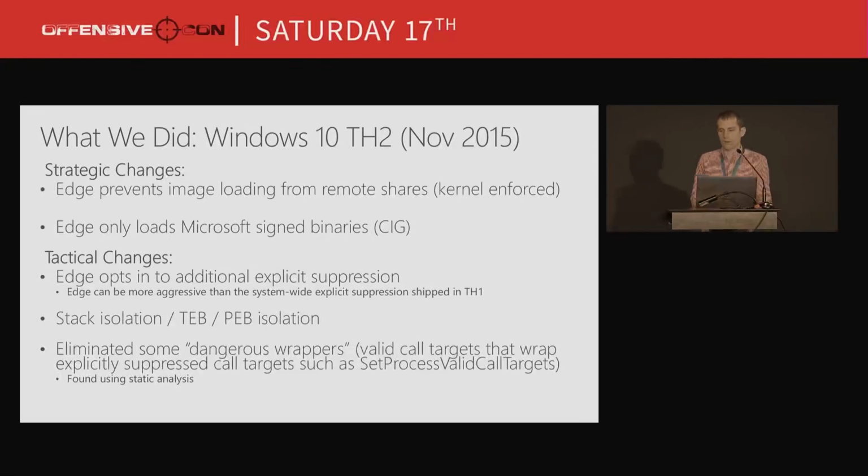And then one other thing that we realized was that now that we have this explicit suppression in place, we have this issue, which is that there could be dangerous wrapper functions. So if you, for example, explicitly suppress winexec from being called indirectly, then what happens if there's a function called winexec wrapper that is a valid indirect call target and then just passes its parameters to the real winexec function? That just immediately bypasses all the explicit suppression work that you've tried to do.